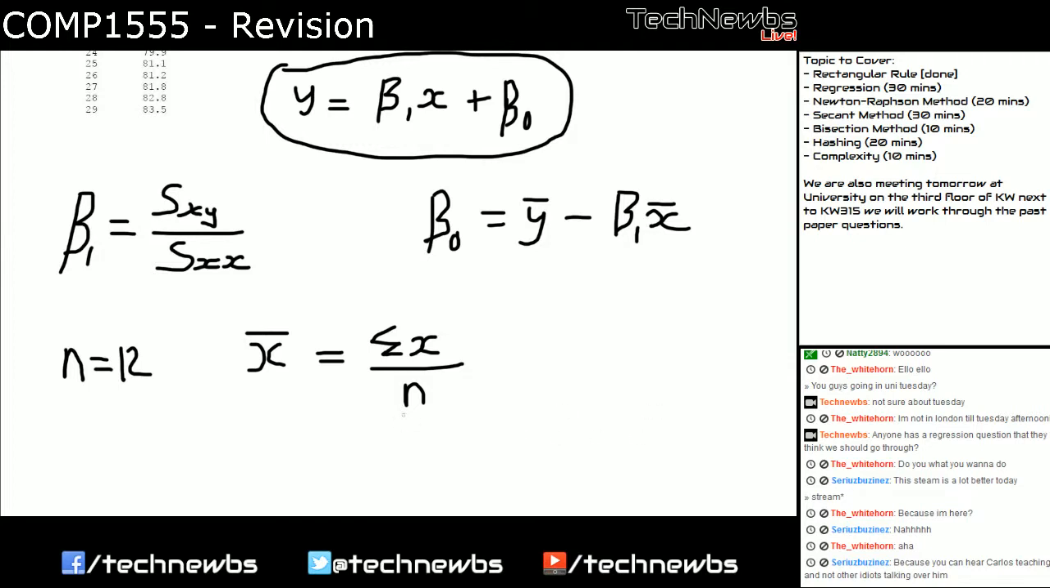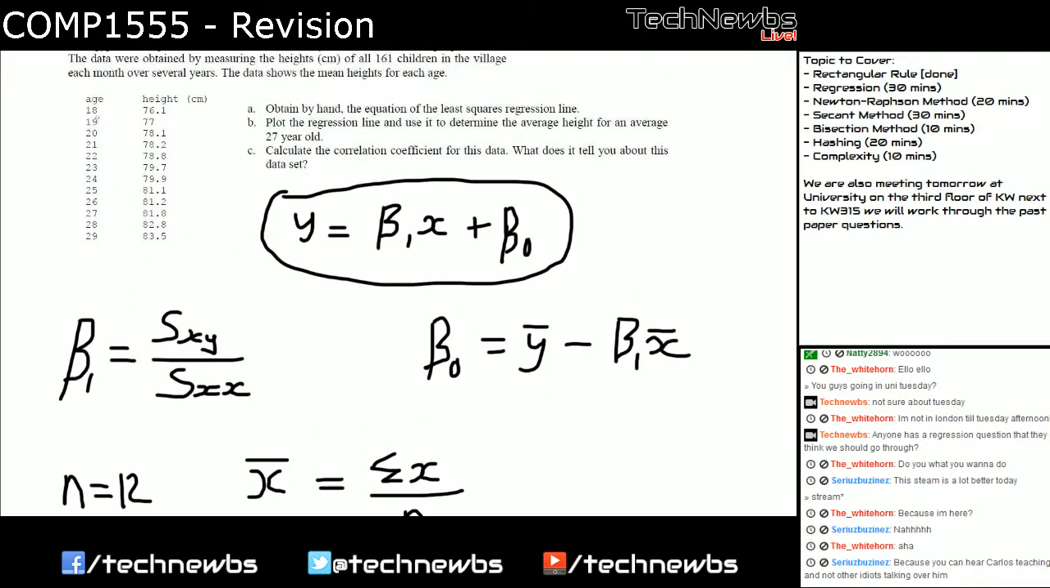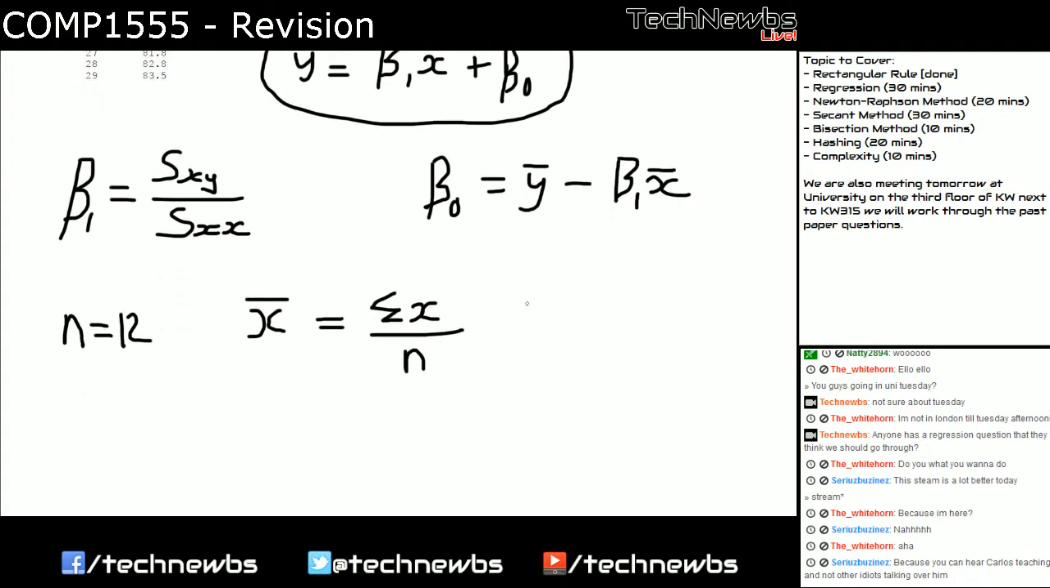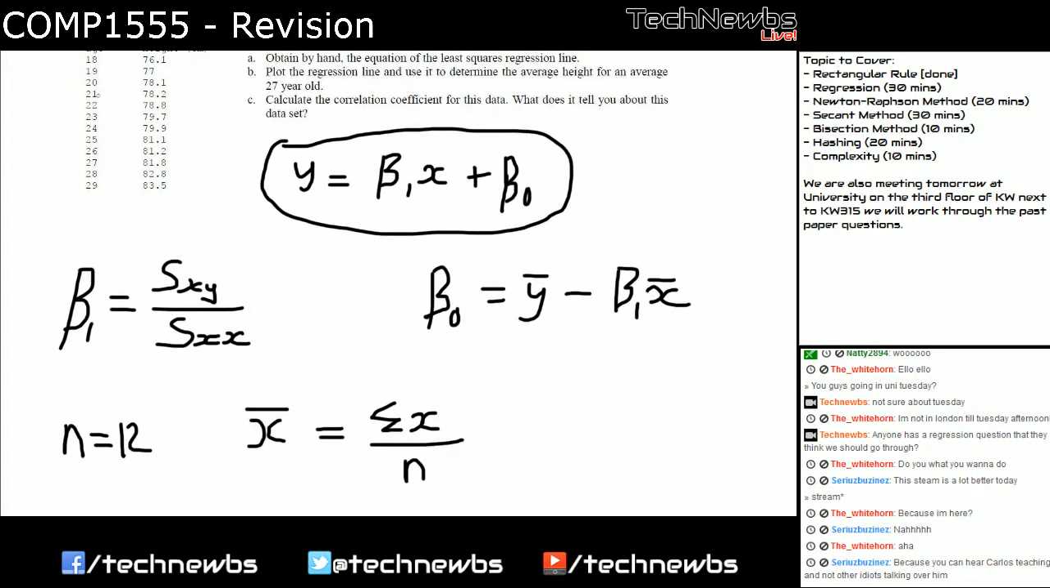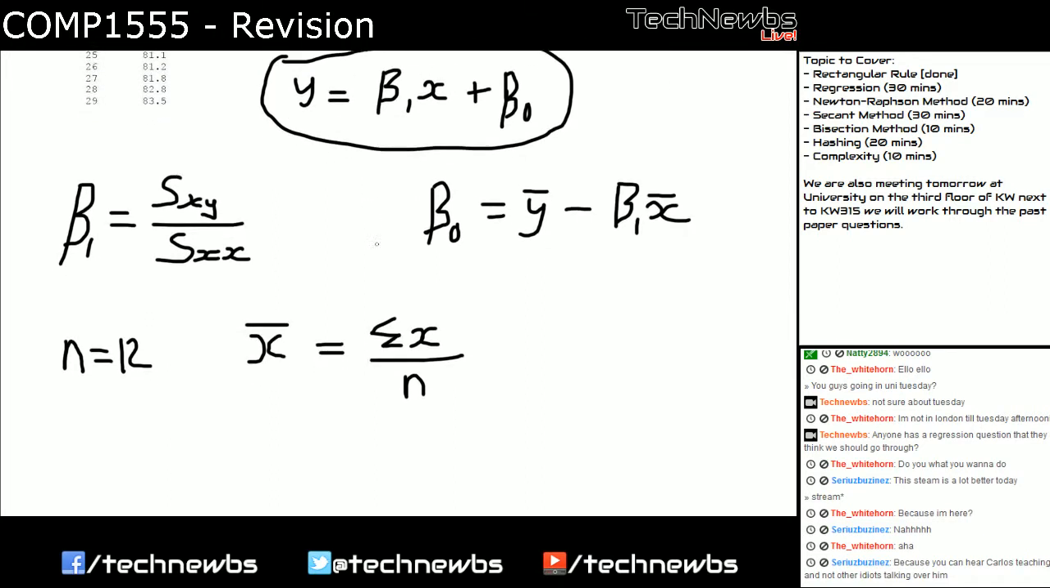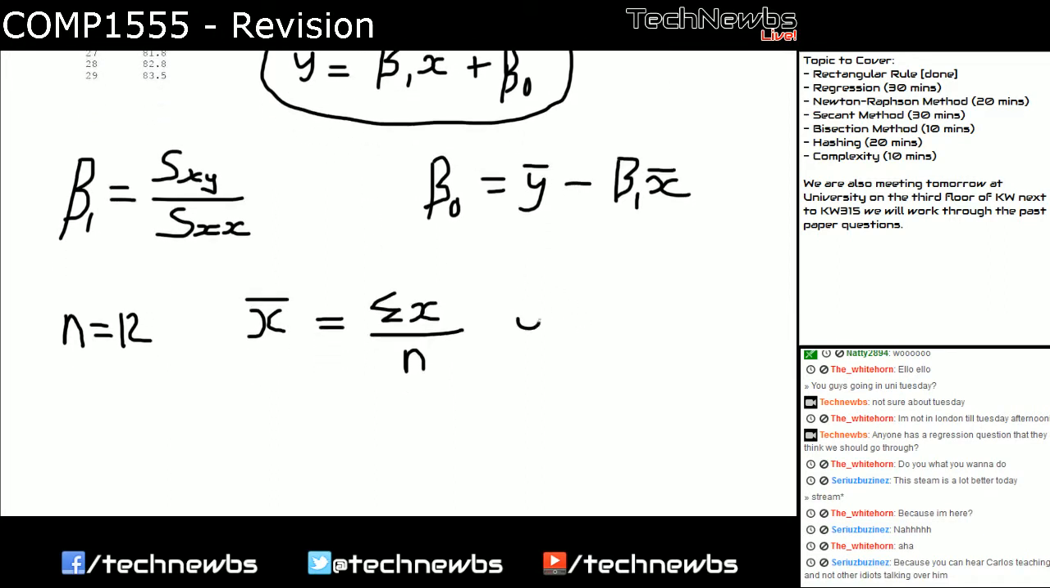So yeah, we have the mean of x, which is the sum of x divided by n. We have 12 because these are 12 values: 1, 2, 3, 4, 5, up to 12. And that's basically it. So we're going to add them together and then divide by 12. And we also have to find the mean of y, which is exactly the same. We do the sum of y divided by n.